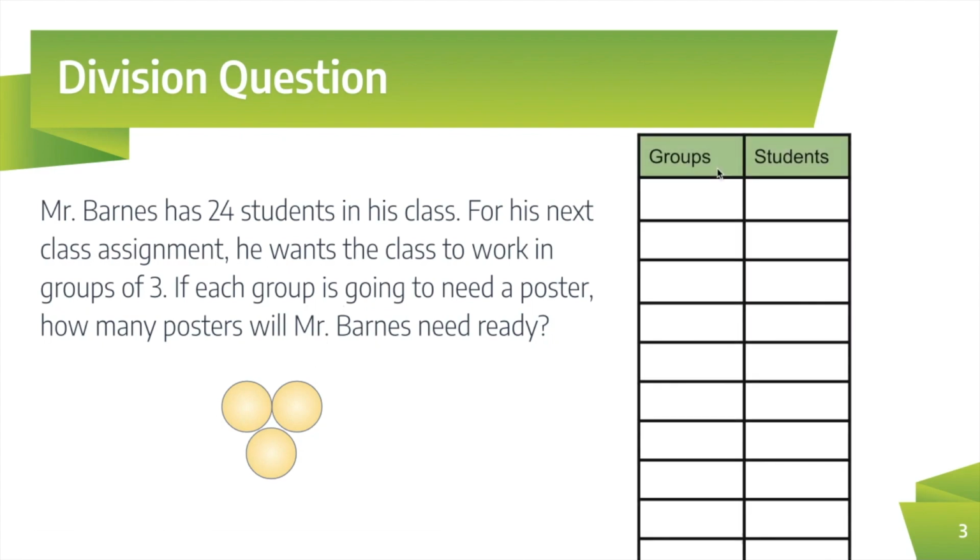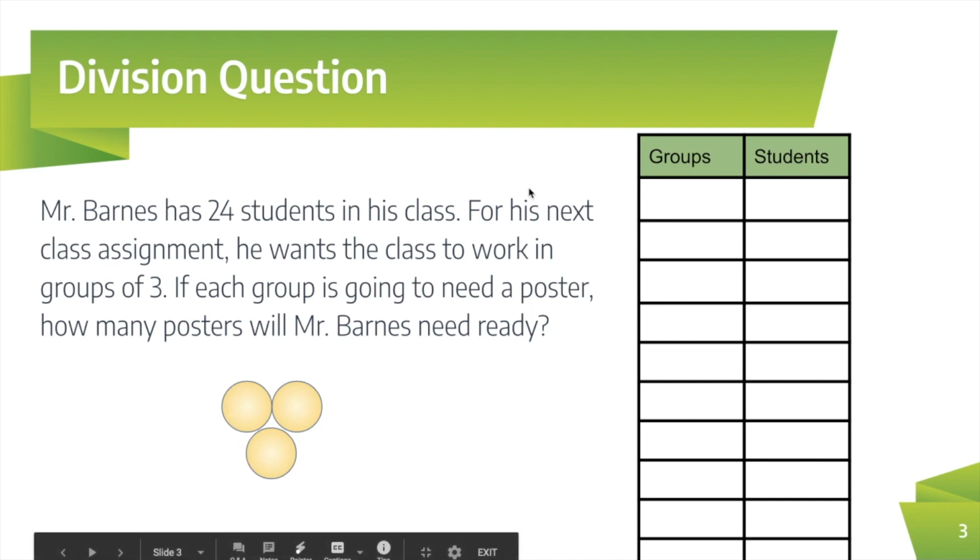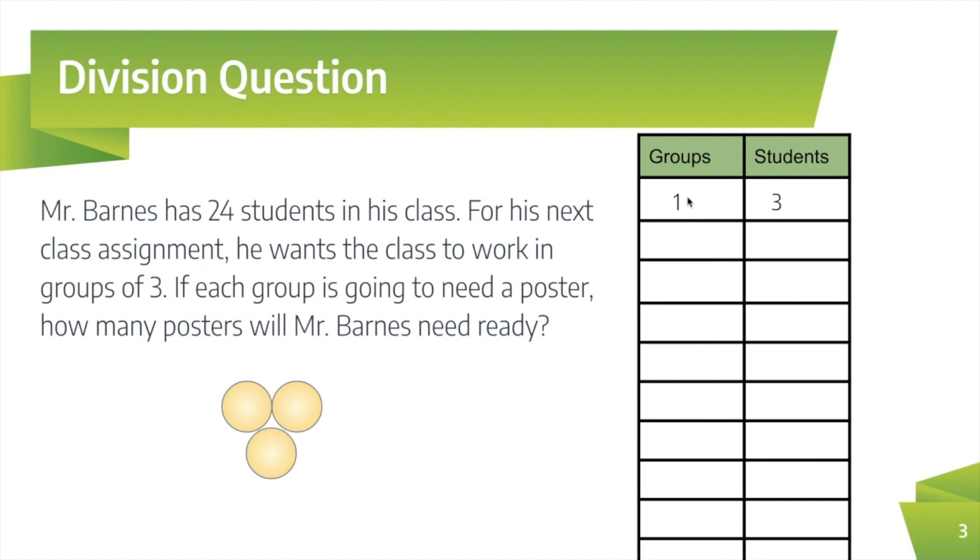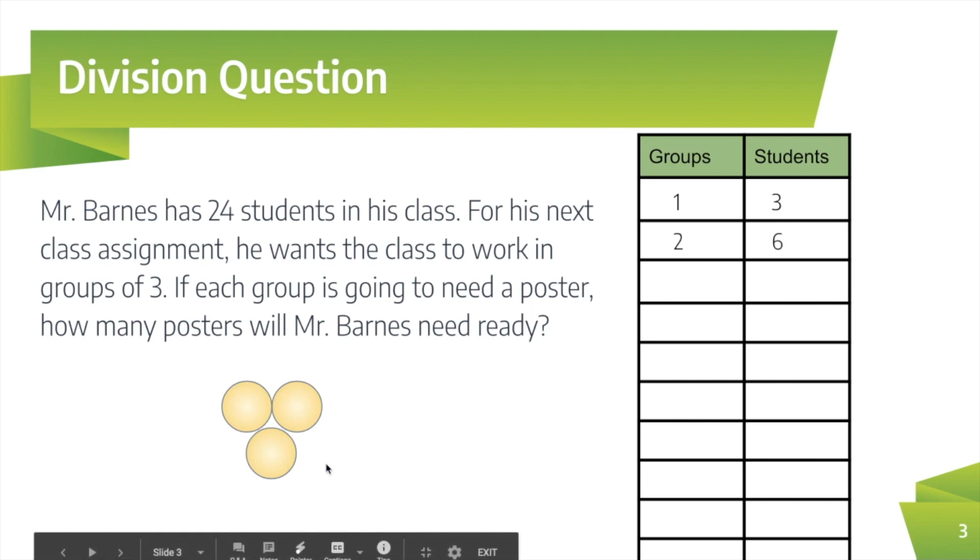I already labeled it groups and students. So let's start off with one group. If he makes one group, that's going to be 3 students. We already know that, and I have my one group right here to show that. Now, I'm not going to keep modeling. We're going to use the table instead. Now, if we know one group has 3 students, how much would 2 groups be? Well, we know one group is 3, and then another 3, 4, 5, 6. 2 groups would be 6 students.